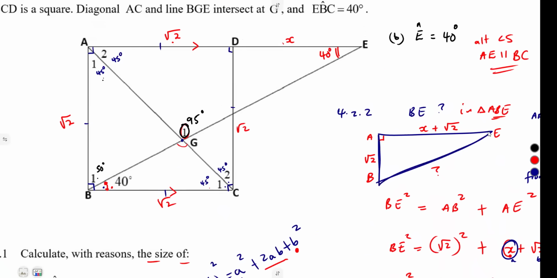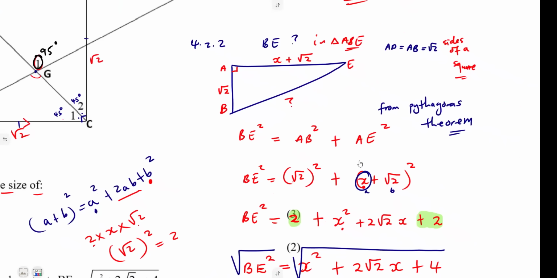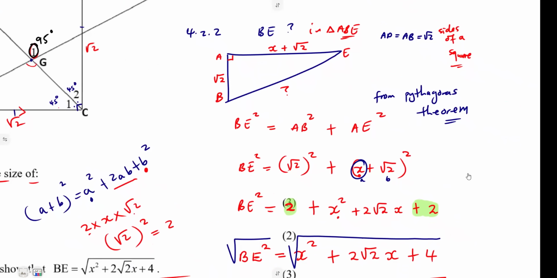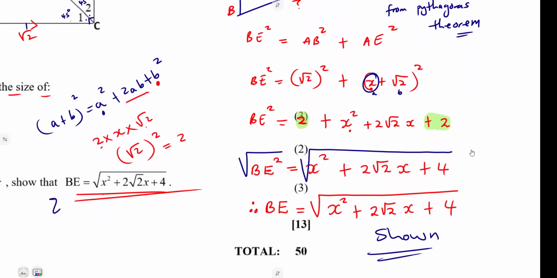From this triangle ABE, use your Pythagoras theorem. Apply the Pythagoras theorem concept that the hypotenuse squared is equal to the sum of the squares of the two shorter sides. So that's AB squared plus AE squared. From there, substitute, simplify further. That is how you can play around.